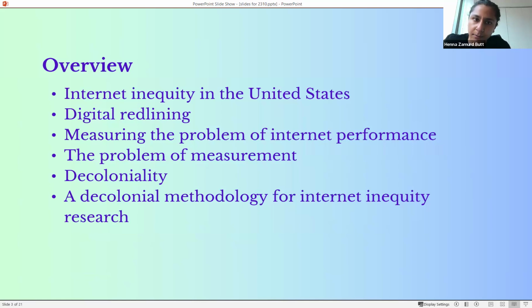So what we're going to cover today is a bit more focused on the United States context, because I'm based here in Chicago. I'm going to talk a little bit about this idea of digital redlining, which refers to certain areas not receiving the same level of access as others. I'll talk about how we've gone about measuring the problem of internet performance and the inequalities in that. And then I'll touch a little bit around this idea of decoloniality, which is a theoretical framework. And then from there, I'll talk about this methodology that we're now developing to take our research further.